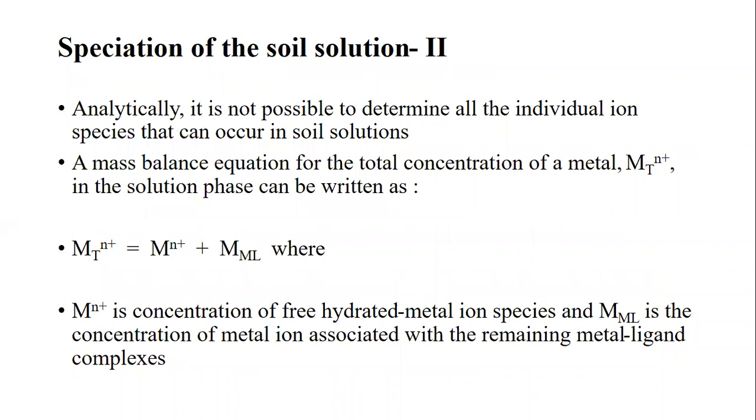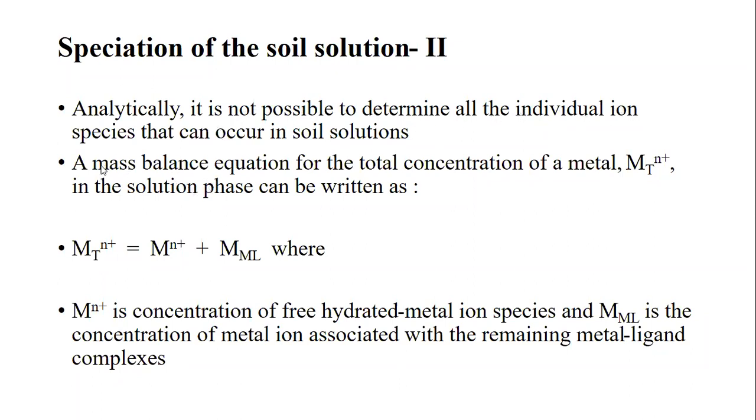Okay. So, analytically, it is not possible to determine all the individual ion species that can occur in solution. It's impossible. Not possible. Not that it's hard or difficult. No, we can never determine the different species, because remember, the total concentration gives you everything. Even if you have 10 different species of calcium, when you measure calcium in solution in the laboratory, you get the total concentration of all of them together. So individually, we cannot measure them, not possible to determine the individual ion species.